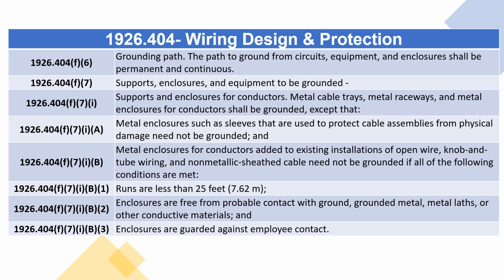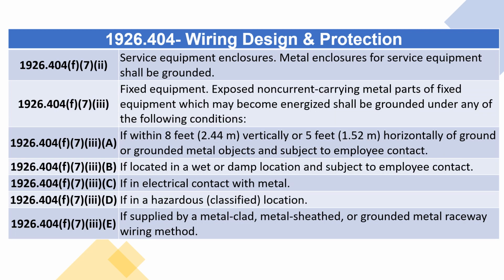1926.404 F7B1 through 1926.404 F7B3 runs are less than 25 feet, 7.62 meters. Enclosures are free from probable contact with ground, grounded metal, metal laths, or other conductive materials, and enclosures are guarded against employee contact. 1926.404 F7-2 Service equipment enclosures. Metal enclosures for service equipment shall be grounded.